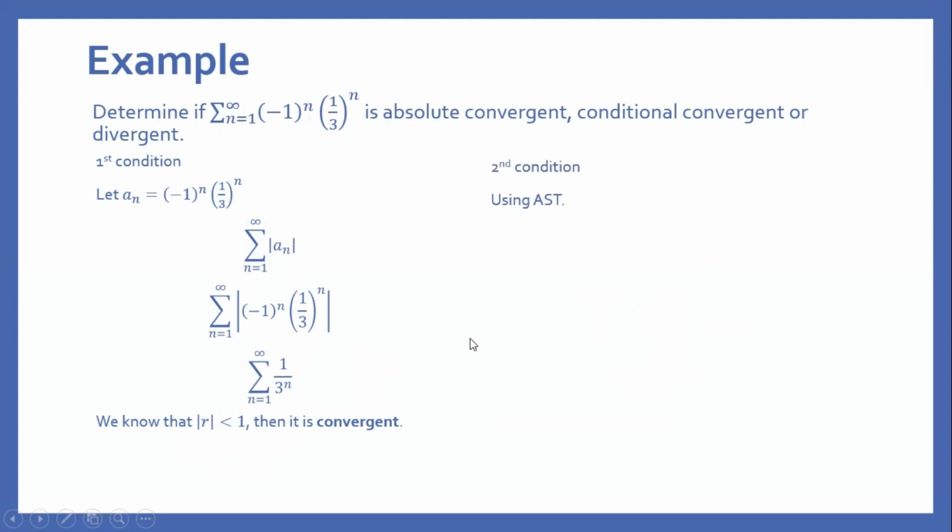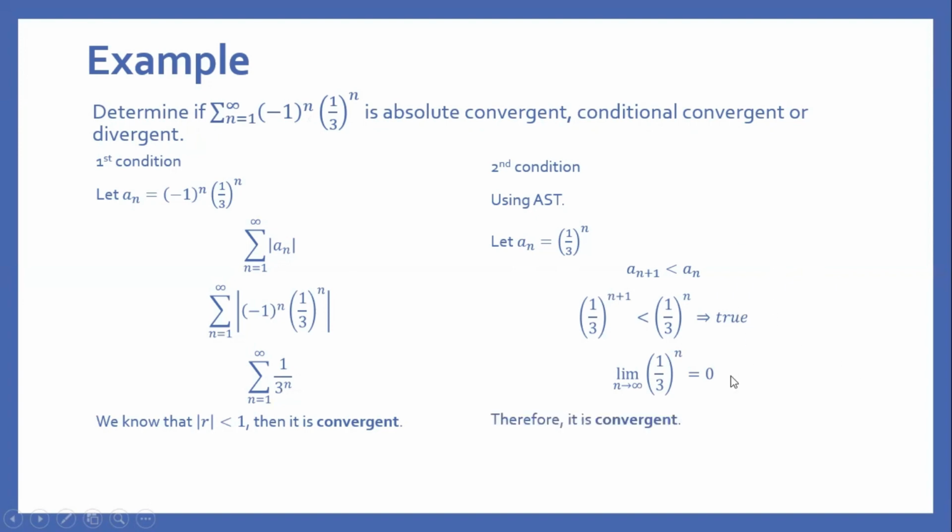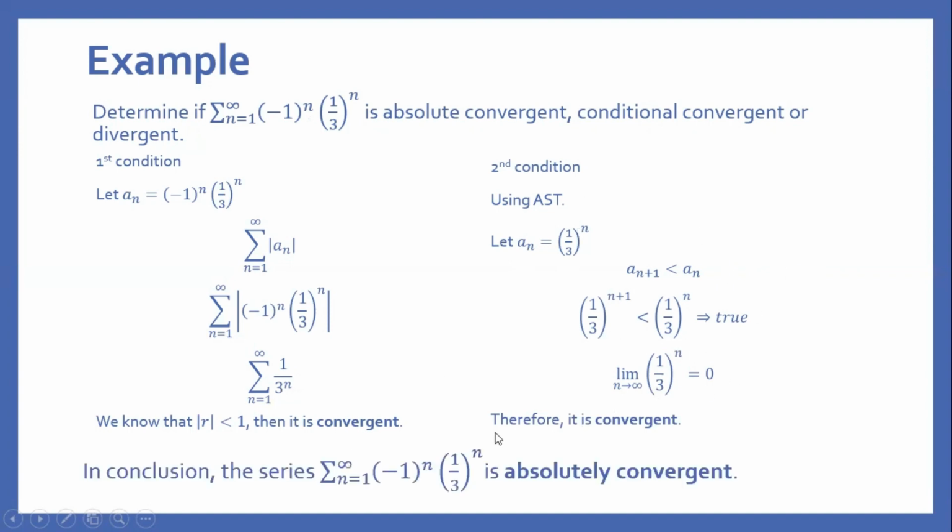Second condition, ayan, by using the alternating series test, a sub n equals 1/3 raised to n. Ayan, substitute lang natin. And then, then compare natin, so mas mababa dito compared dito, that is a true or satisfied. Then after that, kunin lang natin yung limit. Then the limit of 1/3 raised to n, as n approaches infinity equals 0. Ayan. Then this is a convergent yan. Convergent kasi 0 siya. Then parehas naman silang convergent. This series is absolutely convergent.